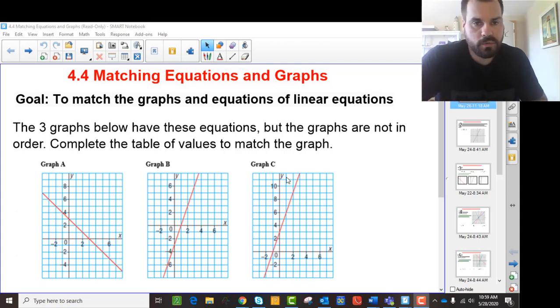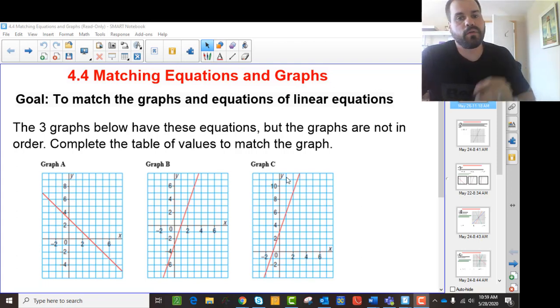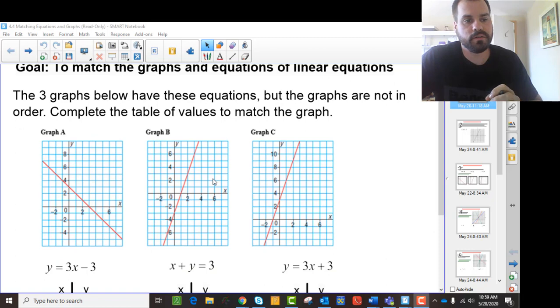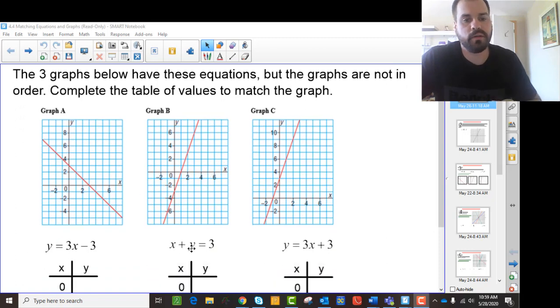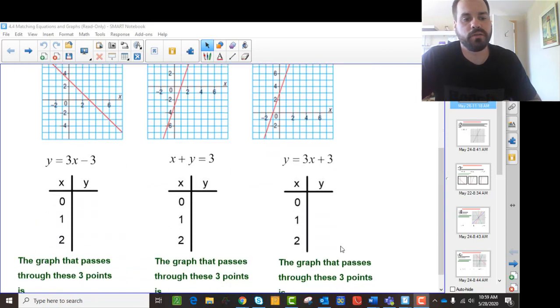So in this video, we are going to attempt to match equations and graphs. We've sort of talked about how to get an equation from a pattern, and now we want to try to match them. To show you how to do this, there are three graphs here, graph A, B, and C, and there are three equations: y = 3x - 3, x + y = 3, and y = 3x + 3. And we're going to try to fill in the table of values here.